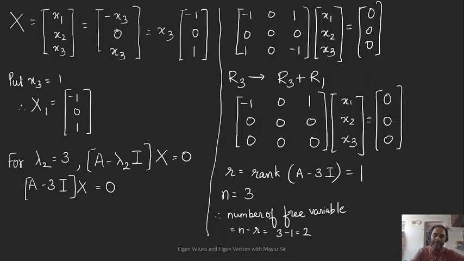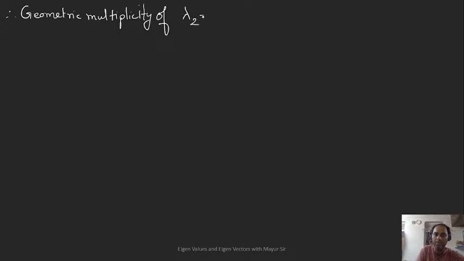Okay, so we write here, therefore the geometric multiplicity of lambda 2 equal to 3 is 2. Please write it down like this, in brackets, lambda 2 equal to 3 is 2. Write it like this, it makes good sense. Please be very careful with the English.